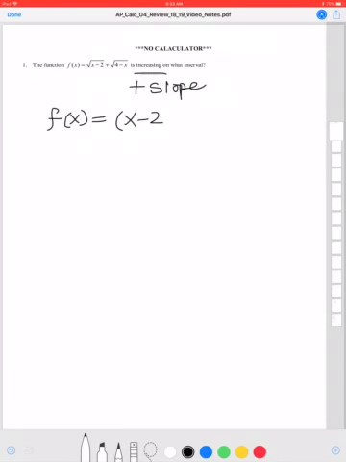We've got f of x equals (x minus 2) to the 1/2 plus (4 minus x) to the 1/2. Alright, we're going to use the power rule and the chain rule if there's a derivative on the inside, because we have two inside functions.